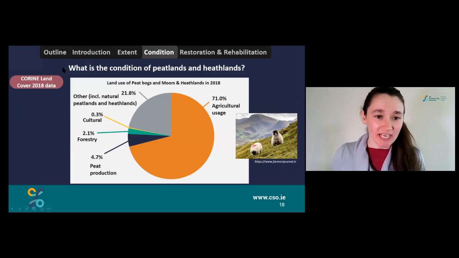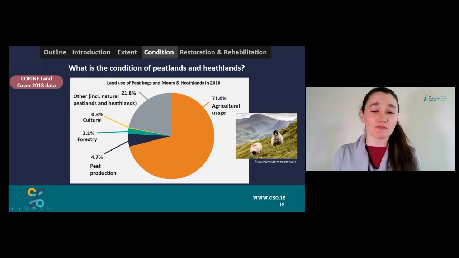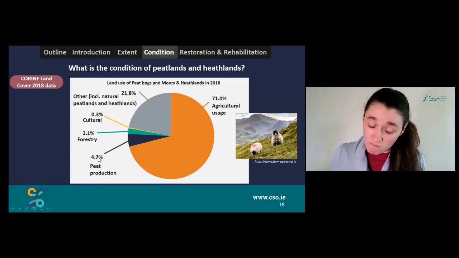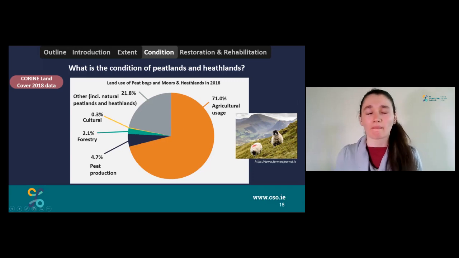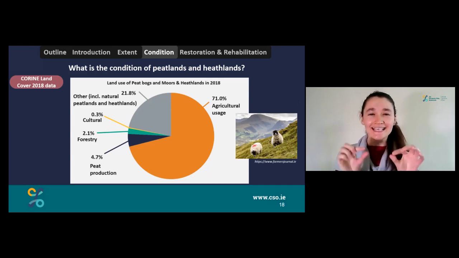Using Corine land cover data, the largest land use of peat bogs and moors and heathlands in 2018 is agriculture, mostly through extensive grazing in common areas. The two next largest land uses are peat production at almost 5% and forestry at more than 2%. Peat bogs and moors and heathlands used by human activities are the most likely to be found in bad condition. However, please note that further methodological developments are needed to draw a clear link between land use and condition.